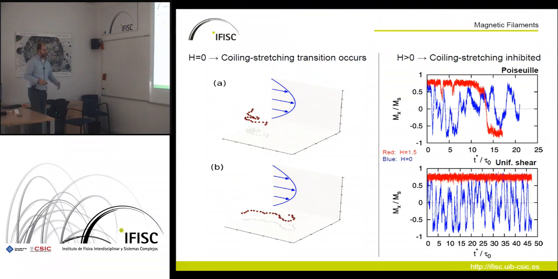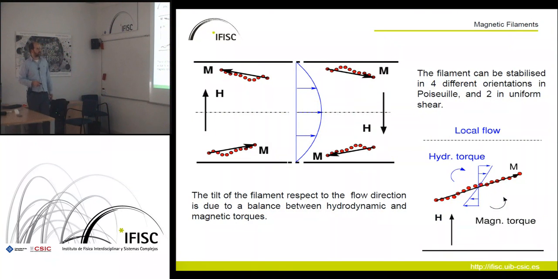What is happening here, basically, is that there are two contributions to the orientation of the chain. One is the magnetic torque, which tends to orient the filament along the field axis, the x axis. And the other is the hydrodynamic torque, which tries, due to the difference in velocity, to lay the particle along the direction of the flow. And of course, the hydrodynamic torque is higher when the particle is in this position, and is zero when it's just along the flow.